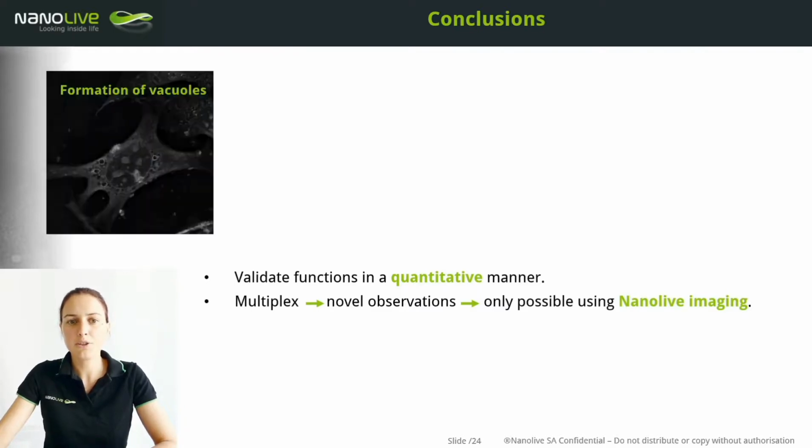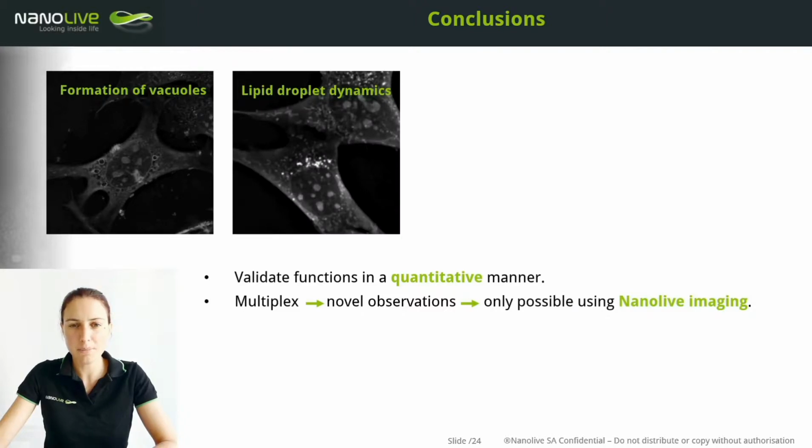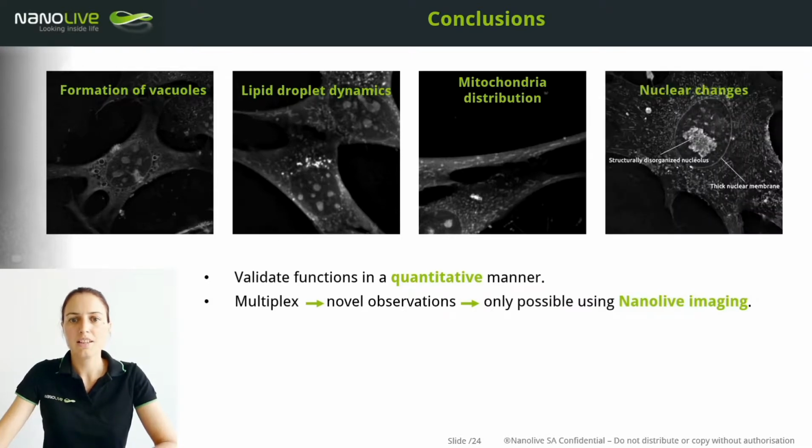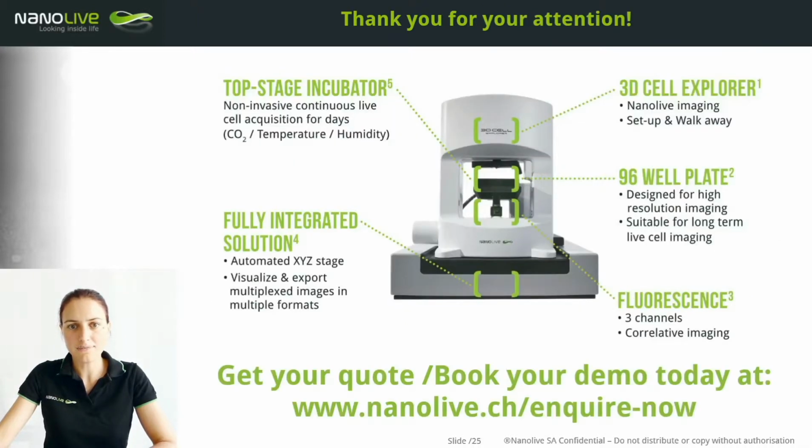It also permits a huge range of novel observations to be made, including, but not limited to, the formation of vacuoles within the cell cytoplasm, the temporal dynamics of lipid droplet use, changes in the distribution or localization of mitochondria, and changes in the nucleoli and nuclear membrane, which are simply observations that are not possible to make with any other technology.